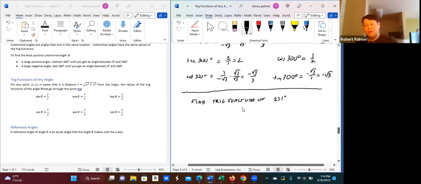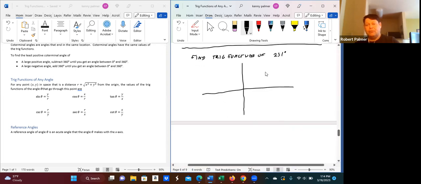So once again, same thing. Where are we? Well, this is 0, this is 90 degrees, 180 degrees, and 270. So clearly we're in quadrant 3. The 231 is about right here. Now, we can certainly do a reference angle, and we'll do that real quickly just for completeness.